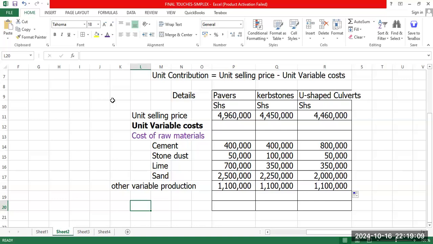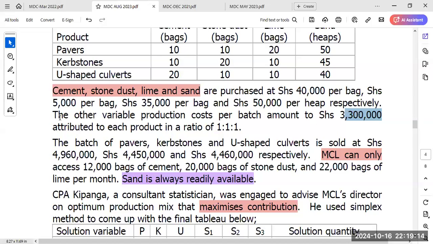Other variable, okay. You see in the question, they told us that the other variable production costs per batch amount to shillings 3.3 million. This is the overall amount of money. But they are telling us that attributed to each product in a ratio of 1:1:1. So if you want to know the amount of other variable production cost for each product, you base on this ratio.